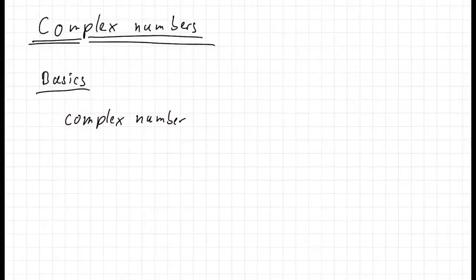Let's start with the definition of a complex number. So a complex number Z is defined as x plus i times y, where x and y are ordinary real numbers, and i, that's the imaginary unit, behaves to most degrees like a normal variable, but it has a special property that i squared equals -1.